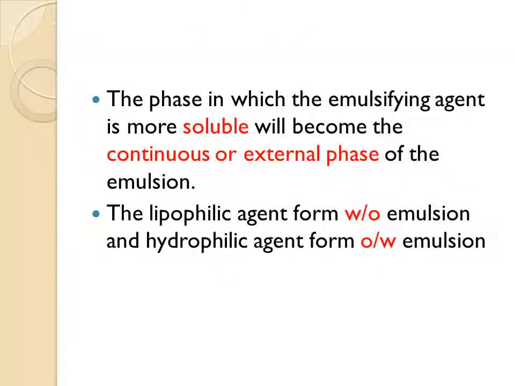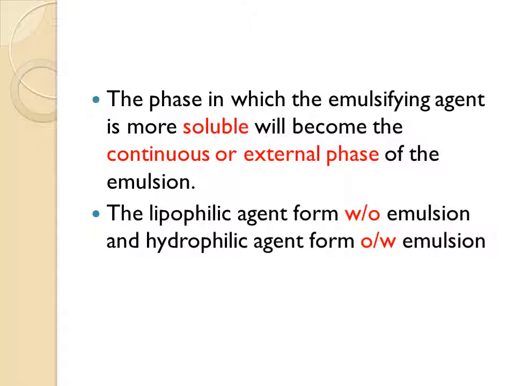The phase in which the emulsifying agent is more soluble becomes the continuous phase. As we already said, if the hydrophilic nature is greater in the emulsifying agent, it dissolves in the water, and that's why the water becomes the continuous phase and the oil becomes the discontinuous or dispersed phase. And this characteristic of the emulsifying agent determines which type of emulsion is going to be formed.